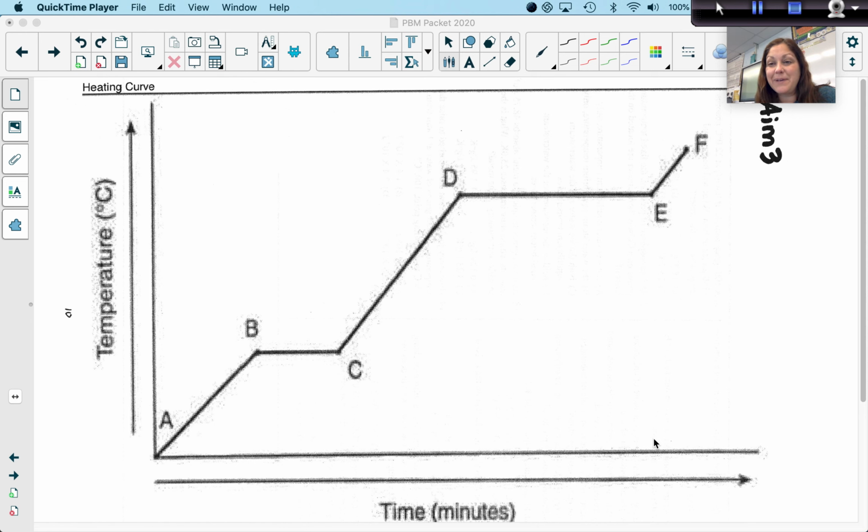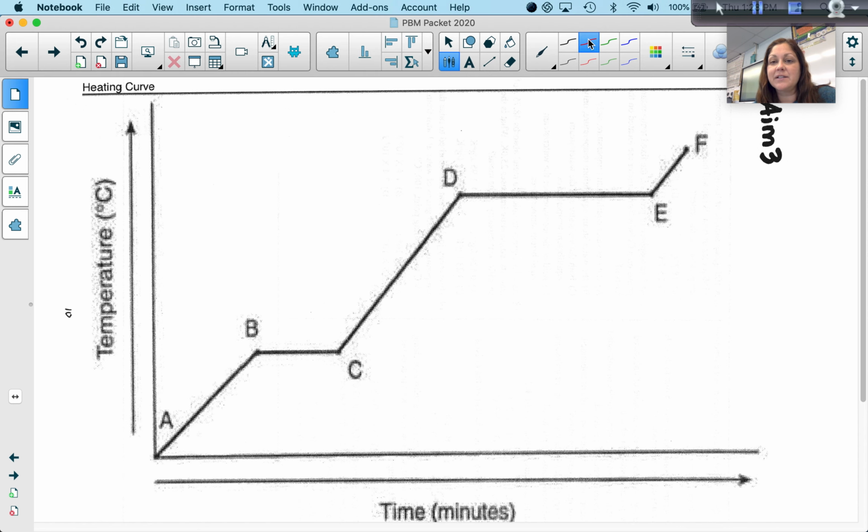Hi everybody, this is going to be a video about aim number 3. And in aim number 3, we're going to talk about heating and cooling curves. The first thing that we're going to do is look at this heating curve. A heating curve takes us through the phases from solid to liquid to gas for any substance that's heated, okay?